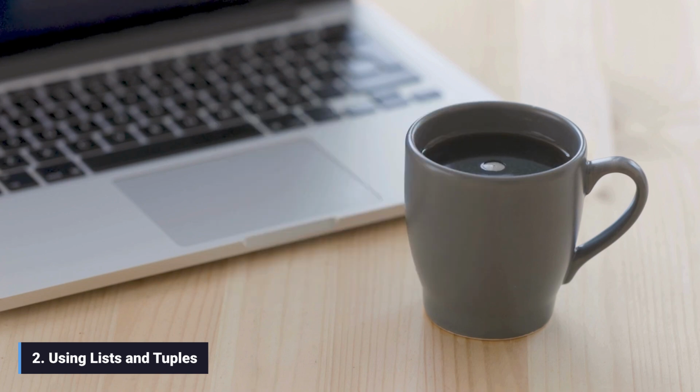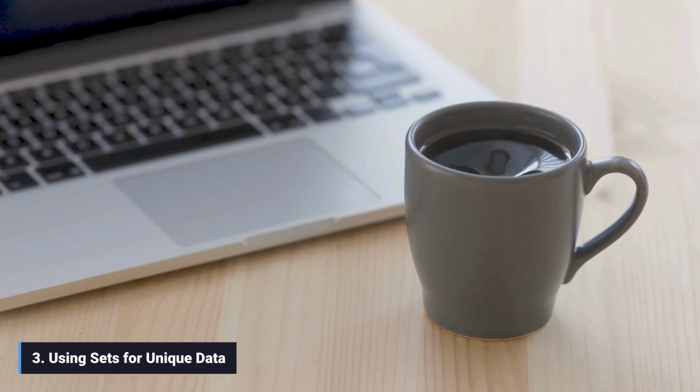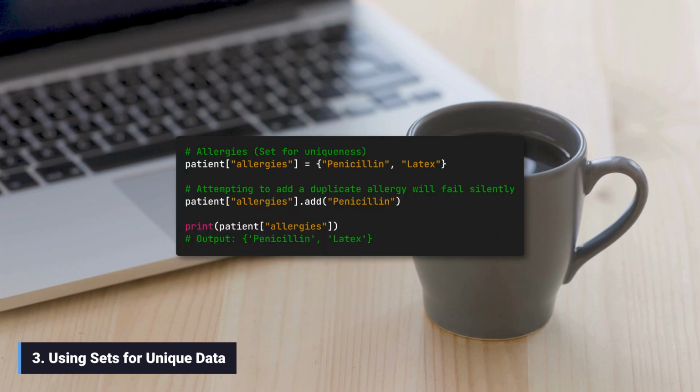Notice that each individual reading is stored as a tuple, guaranteeing that the blood pressure and heart rate pair remains fixed and consistent. 3. Using sets for unique data. Allergies must be unique. A patient cannot have the same allergy listed twice. Therefore, a set is the perfect type to store this information, ensuring data integrity.